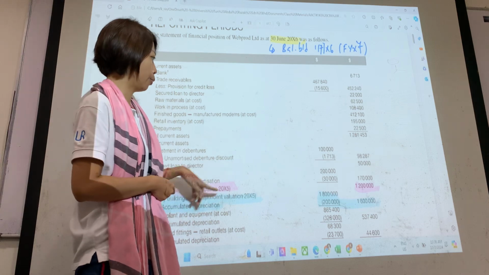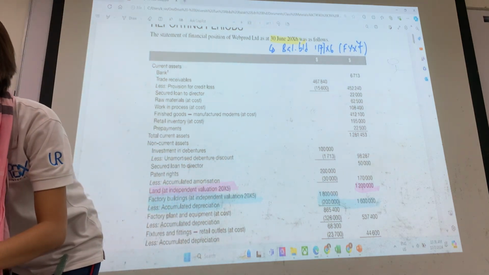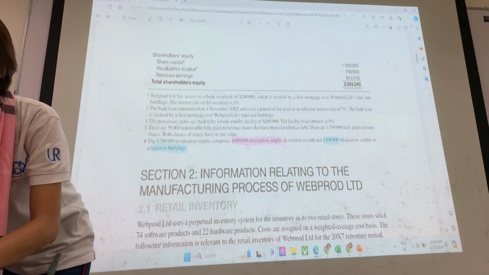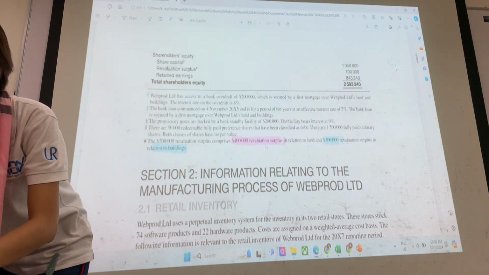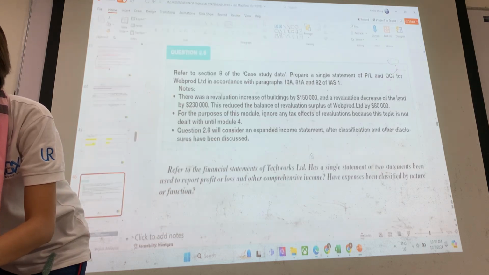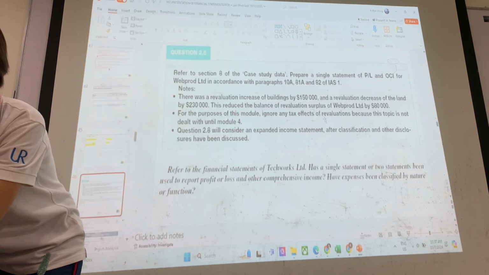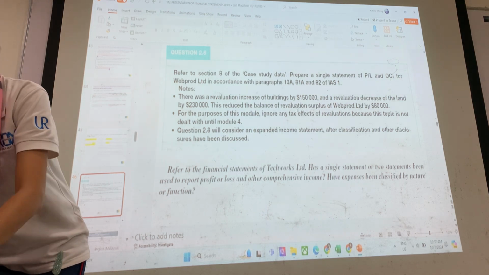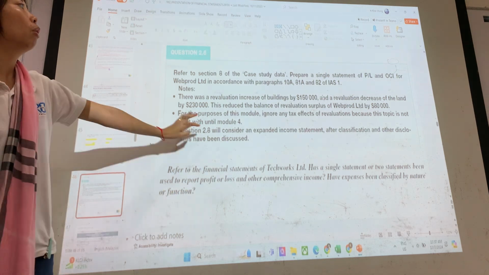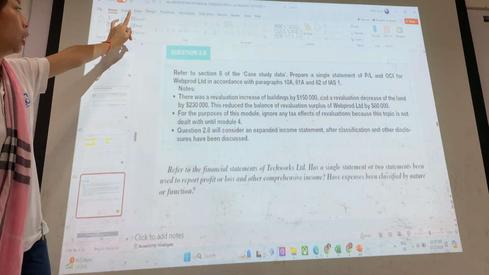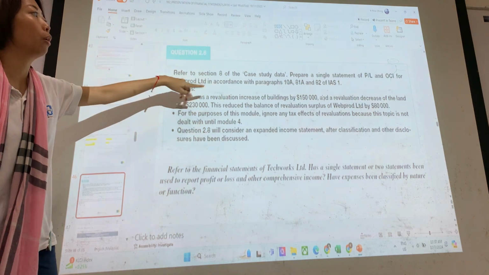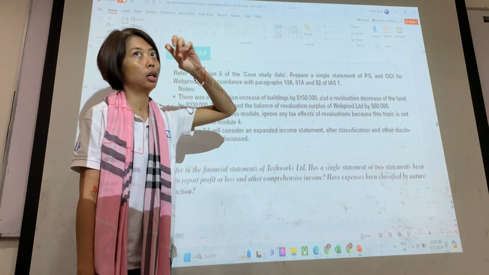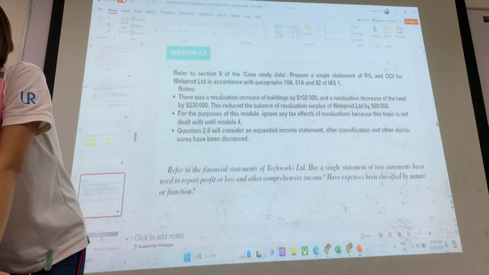So now we want to increase the land by, I forgot already, 400,000. Let me see. Oh, sorry. We want to increase the building by 150,000, and we want to decrease the land by 230,000. So all in all, what are you going to do? Because you increase 150, you decrease 230. Decrease more than increase, right? So eventually, we are decreasing our revaluation reserve by 80 in total. Now, so what are we supposed to do?